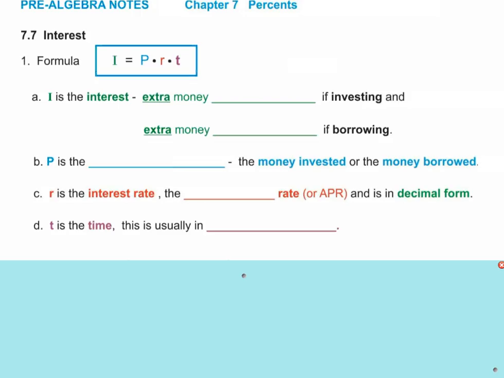By the way, what property allows us to flip the sides? Not the commutative, but the symmetric. Awesome, you guys are great. So, but it works better if it's I equals PRT. All right, I is the interest. What is interest? Well, interest can be two different things depending upon what you're doing. Interest is extra money earned if you're investing.